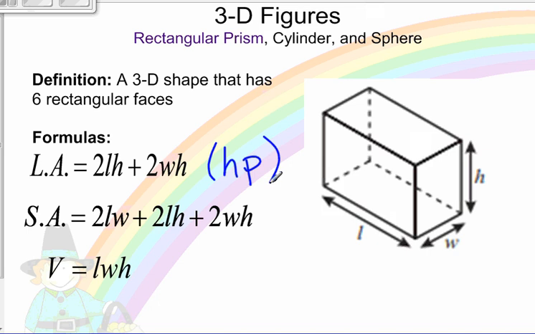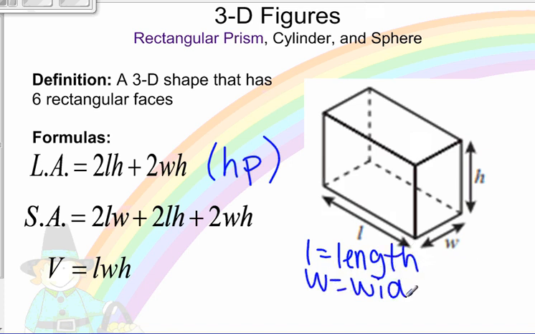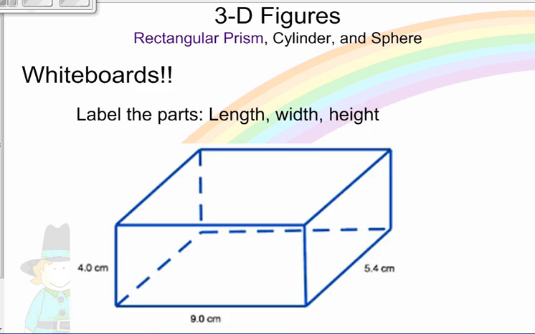Surface area is on your formula sheet. It's 2 length times width plus 2 length times height plus 2 width times height. And volume is length times width times height. So L stands for length, W is width, and H is height, just in case you did not know that.